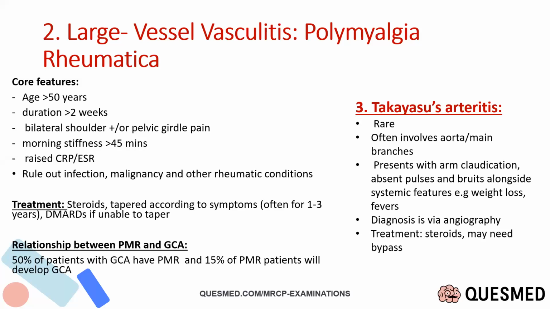Takayasu's is really rare, but probably comes up in questions more commonly than we see it. It often involves the aorta and main branches, and it presents with arm claudication, absent pulses and bruits, and you get those systemic features like weight loss, etc. We diagnose it from angiography, and treatment again is with steroids.